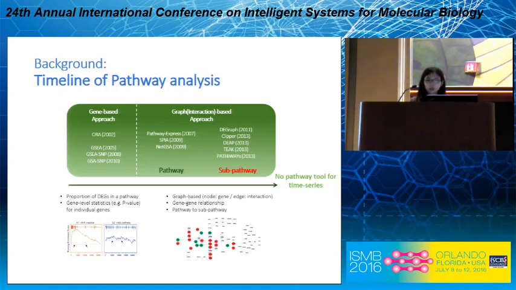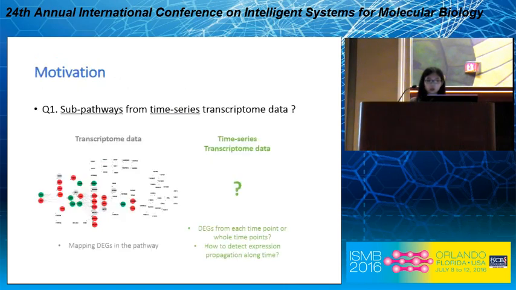And recent pathway analysis tools are narrowing down the focus to subpathways. So a subpathway means a part of the pathway that's regulated by the stimuli or disease conditions. Until then, there was no pathway tool for time series transcriptome data. So how can we detect subpathways from time series transcriptome data?